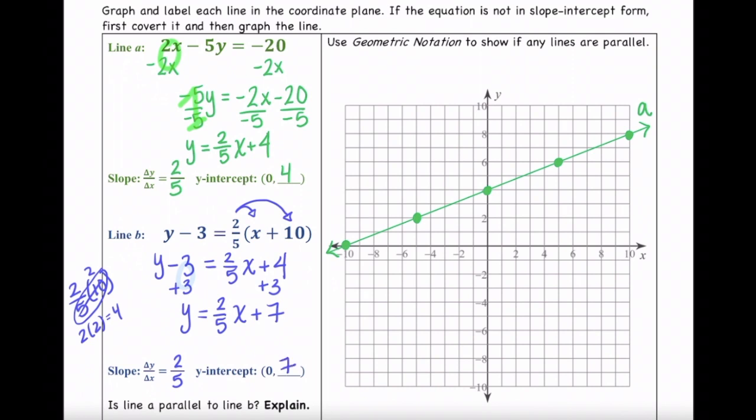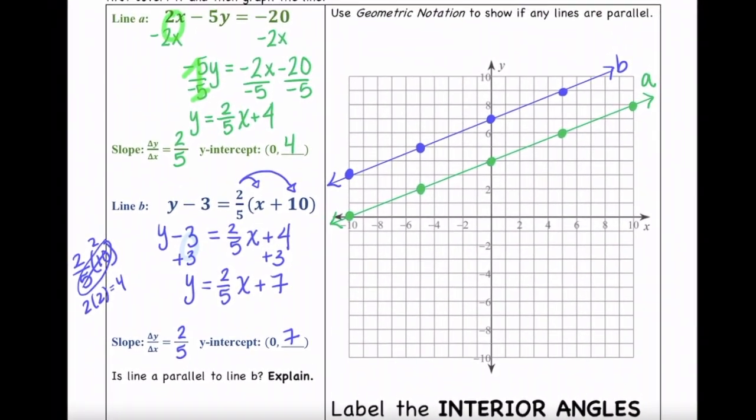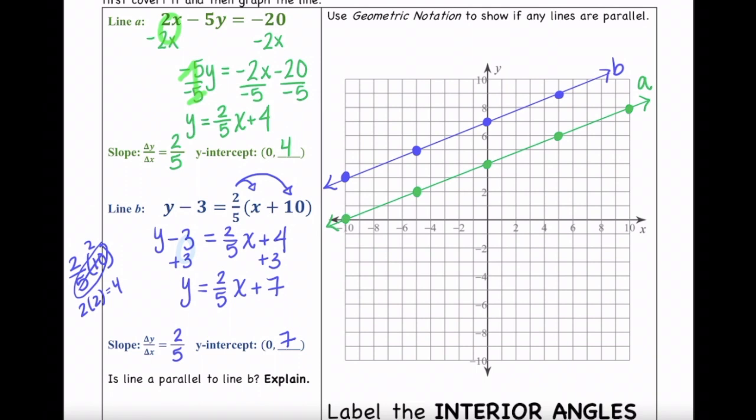So starting at 0, 7, going up 2 and right 5. Can't keep going, so go down 2 and left 5, down 2 and left 5. Go ahead and graph this line, and voila, they happen to be parallel lines. Cool. So is line A parallel to line B? Well, the graph makes it look like that, definitely.